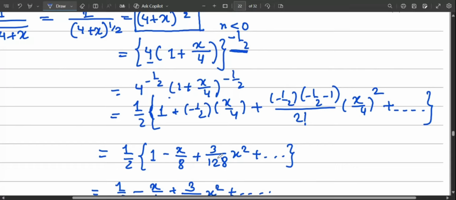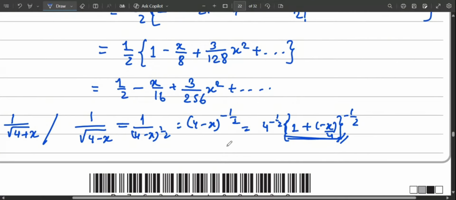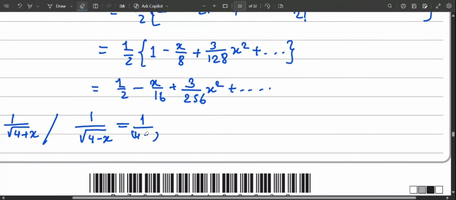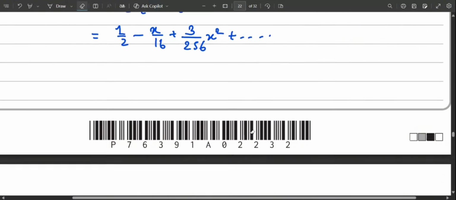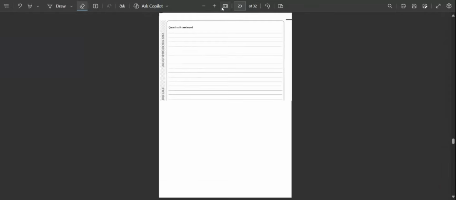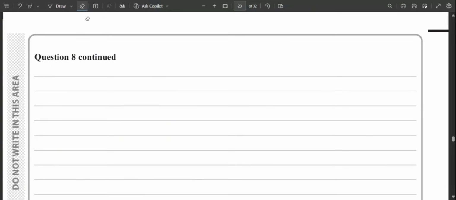So if we can elaborate, for part B, the expression that we need to expand is 1 plus of minus x by 4 to the power of minus half. In part A, we expanded this expression. But in part B, we have to expand this one. The difference is that in part A, we used plus x by 4. In part B, we are using minus x by 4.